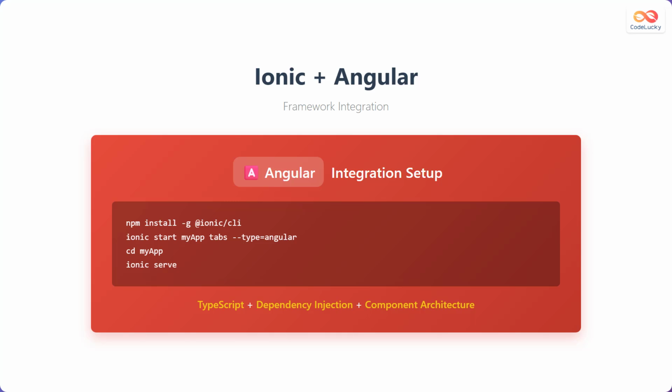Integrating Ionic with Angular allows you to build robust hybrid mobile applications using Angular's powerful framework features. The Ionic CLI helps to quickly set up an Angular project optimized for mobile. Key aspects include using TypeScript, dependency injection, and an Angular component-based architecture to write modular and maintainable code. Ionic components seamlessly integrate with Angular templates and services, speeding up mobile app development.